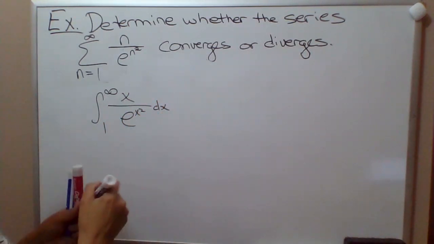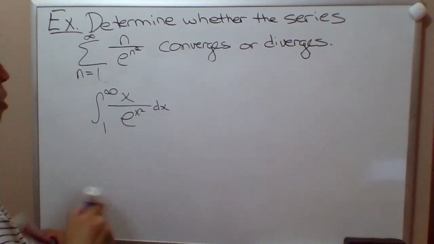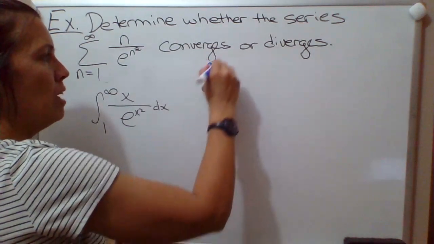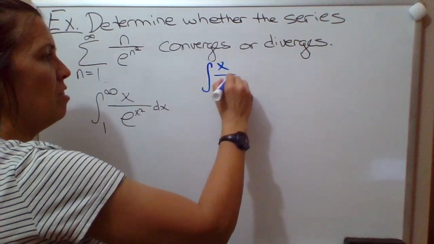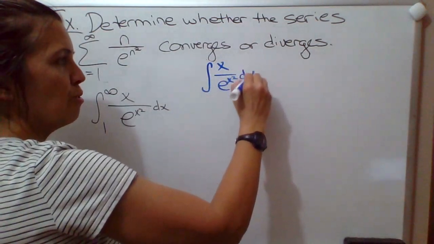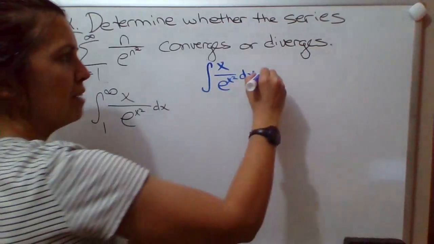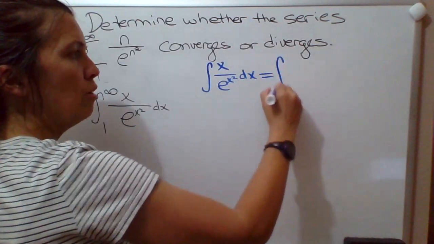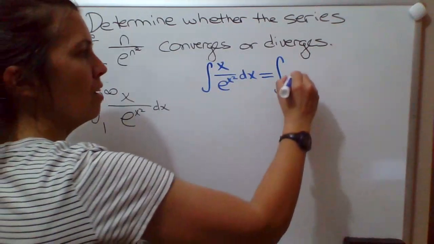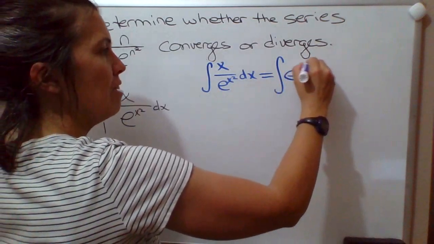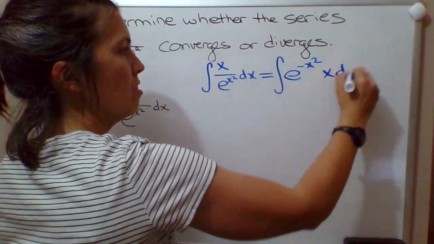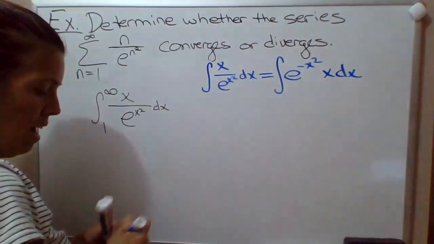Now, before I express this as a limit, let's go ahead and work on the integration. So if I'm integrating x over e to the x squared, try not to get carried away and apply integration by parts or anything fancy right off the bat. See if you can use a regular u substitution. So what if I write this as e to the negative x squared, so I'm going to bring this up, times x dx.